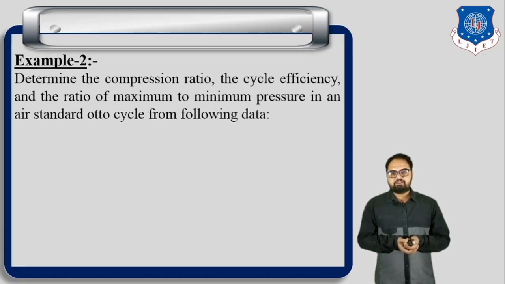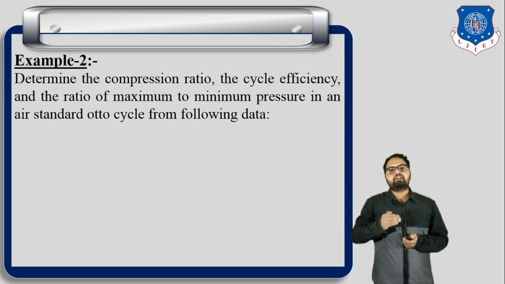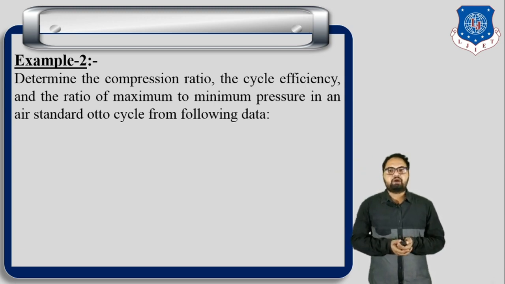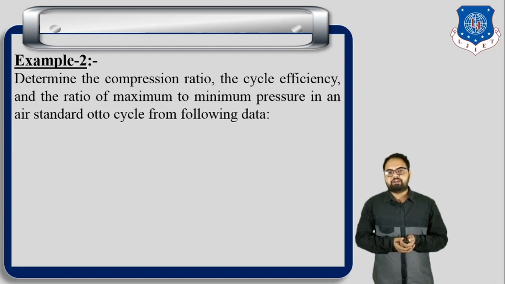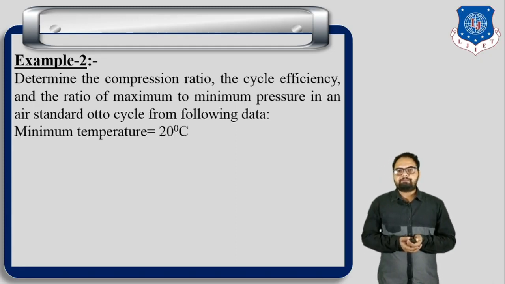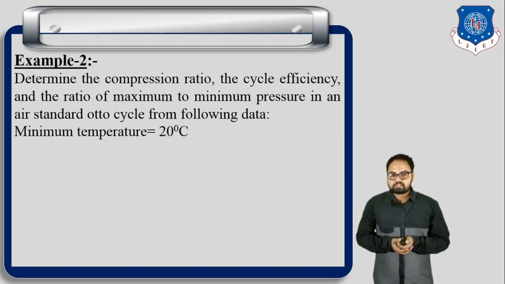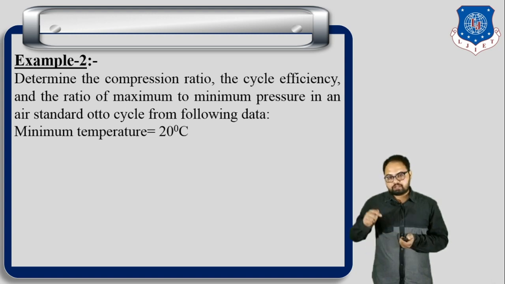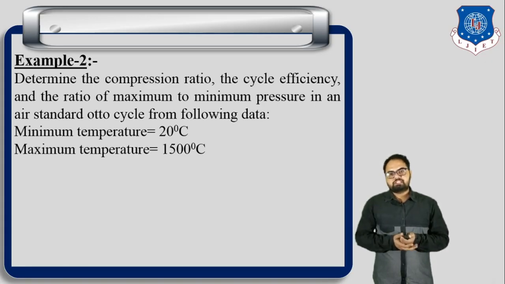Now the next numerical: determine the compression ratio R, cycle efficiency eta, and the ratio of maximum to minimum pressure in an air standard Otto cycle from the following data. The maximum pressure in the Otto cycle is P3 and the minimum pressure is P1, so we need to find the ratio of P3 by P1. The minimum temperature in the air standard cycle is 20 degrees Celsius, at the beginning of the cycle, that is point number 1. So T1 is equal to 20 degrees Celsius.